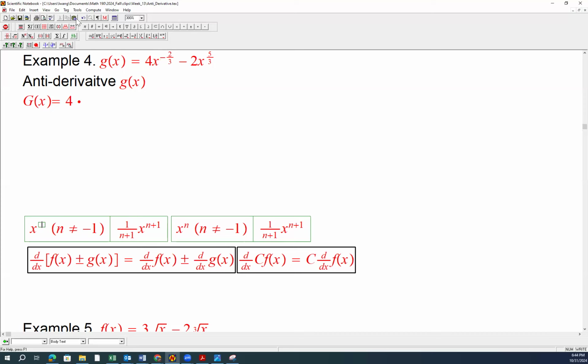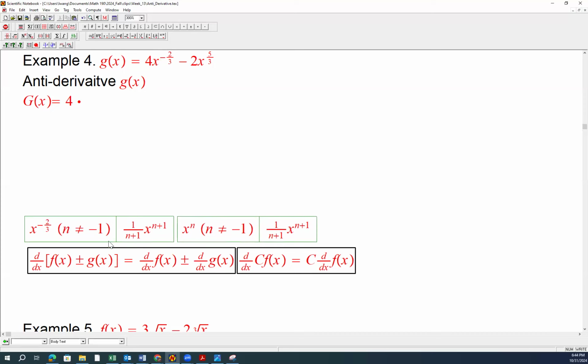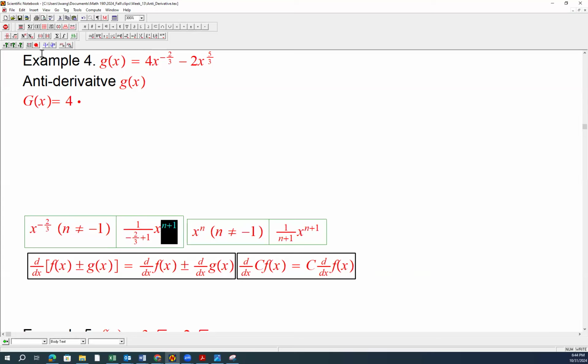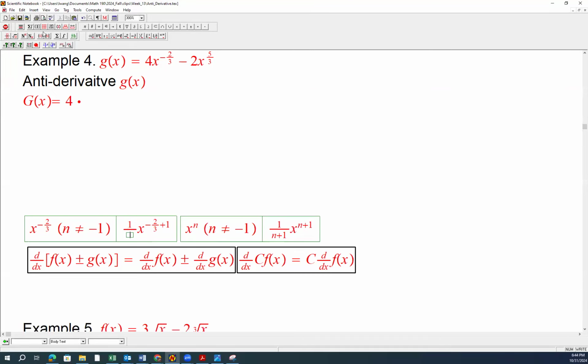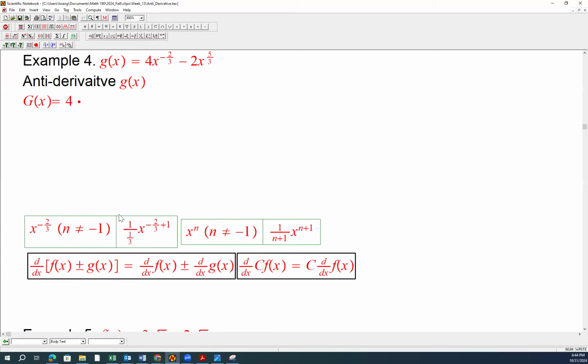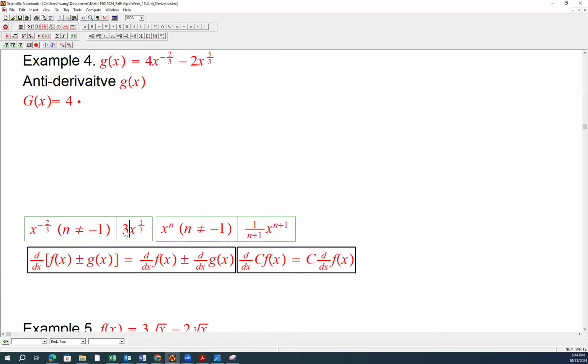As long as n is not negative 1, we can just use it. For this formula, everywhere n will be replaced by negative 2/3. Boom. And you simplify: negative 2/3 plus 1 is going to be 1/3. So this power is going to be 1/3, and 1 over 1/3 is 3. So you can put this right there, or you can derive that process over there.